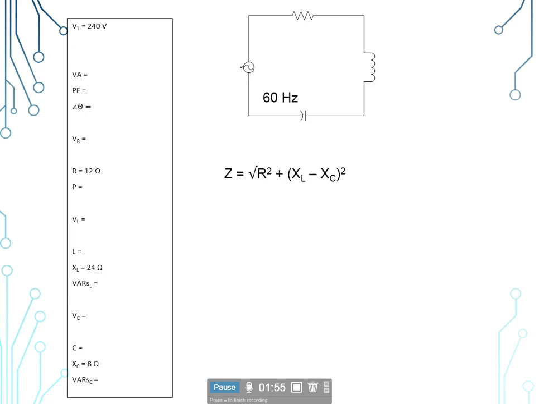Now our resistance of 12 ohms, we'll take the square root of that 12 squared, which will give us 144, plus, open parenthesis, we'll take the difference of our X sub L of 24 ohms and our X sub C of 8 ohms, and then we'll square that difference, and we will come out to 20 ohms impedance for the total for this circuit.